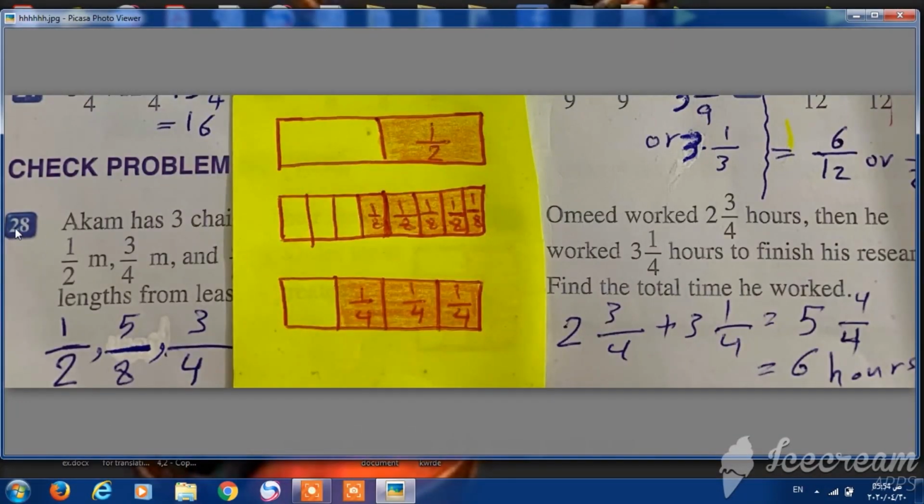Let's solve numbers 28 and 29. Please look at your book. Atom has 3 chains. Their lengths are 1 over 2 meter and 3/4 meter and 5/8 meter. Order these lengths from least to greatest.